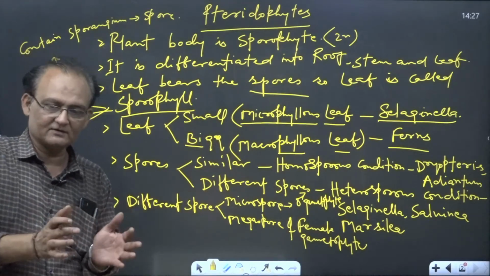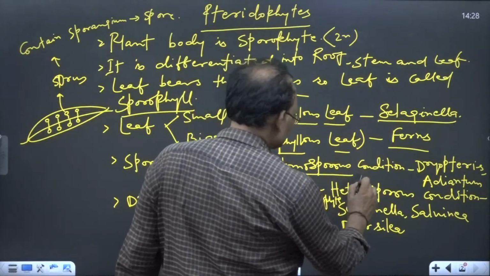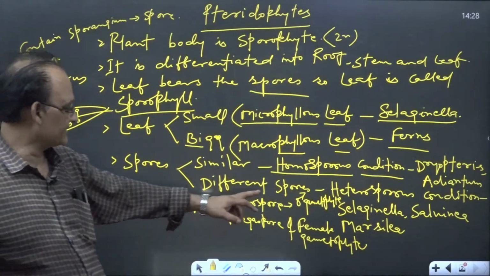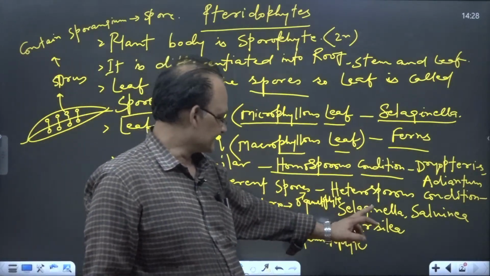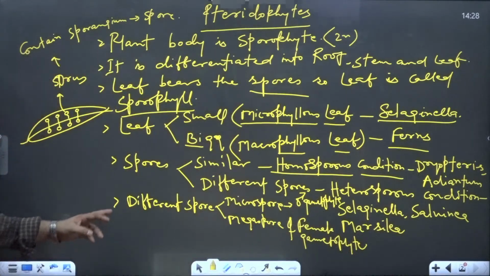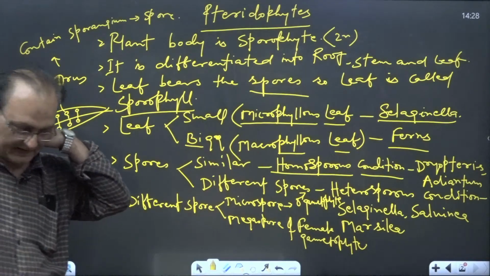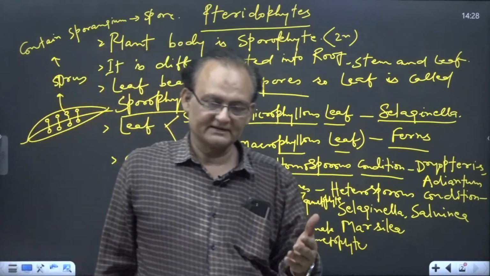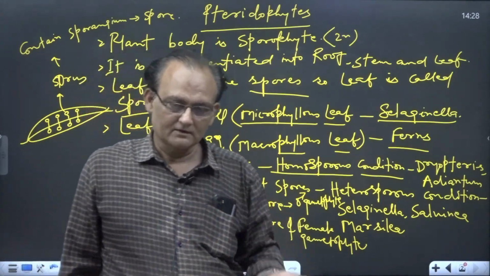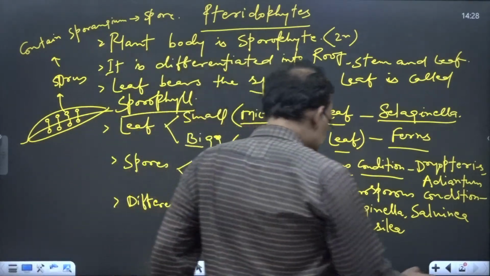Spores can be similar or different. If similar, it is called homosporous condition, found in Dryopteris and Adiantum, and heterosporous condition is found in, this is important, Selaginella, Salvinia and Marsilea. And different spores are microspore and megaspore. So microspore forms the male gametophyte, and megaspore forms the female gametophyte, right? So now we'll discuss other things.